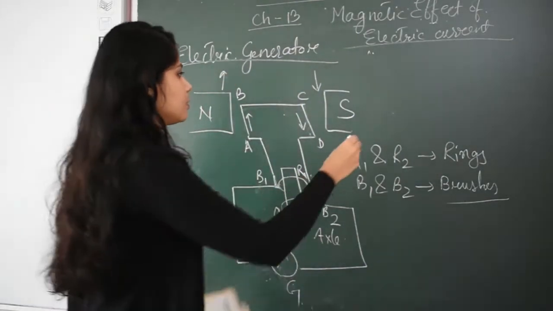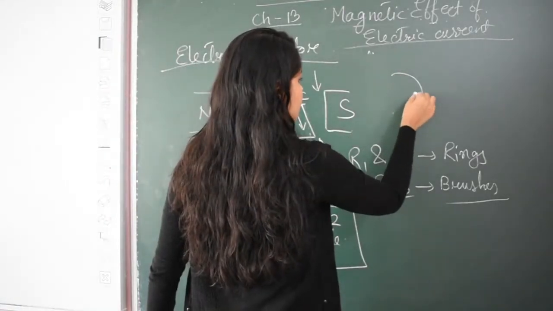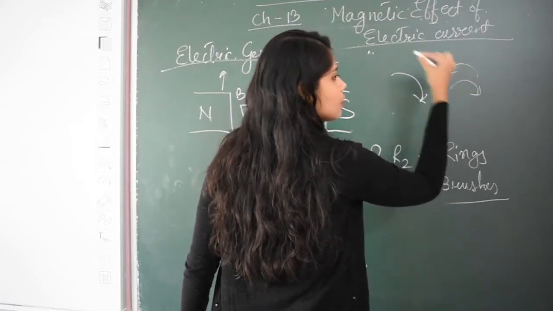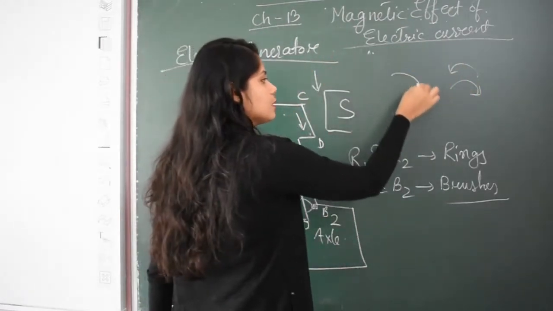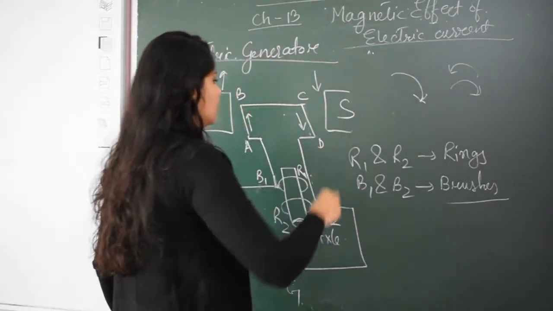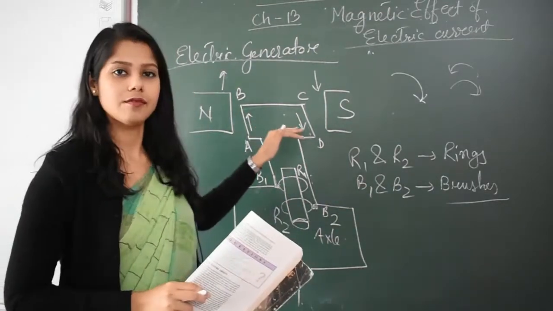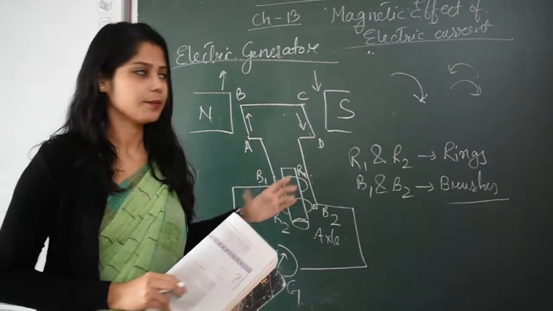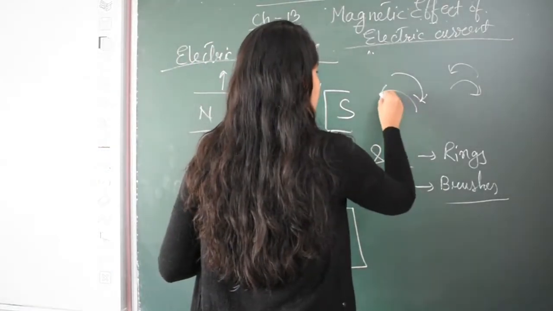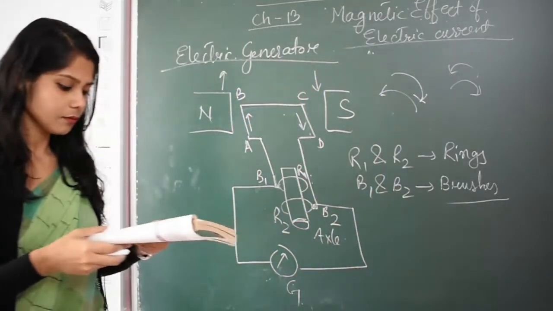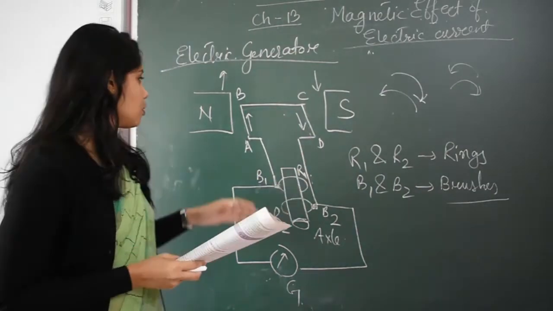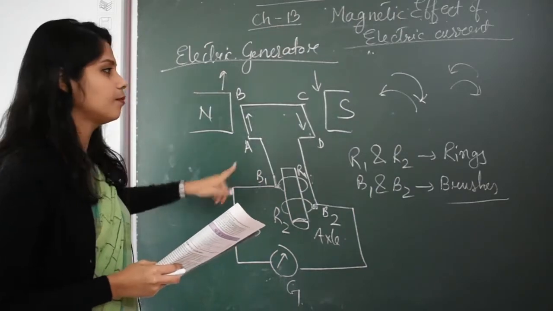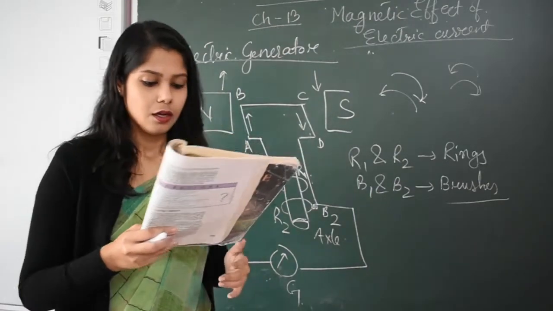First it will move clockwise. In a motor, first it moves anti-clockwise and then clockwise, but here the direction is first clockwise, and then after half a period it will reverse its direction and move anti-clockwise. In anti-clockwise, the arm CD will move upwards and the arm AB will move downwards.